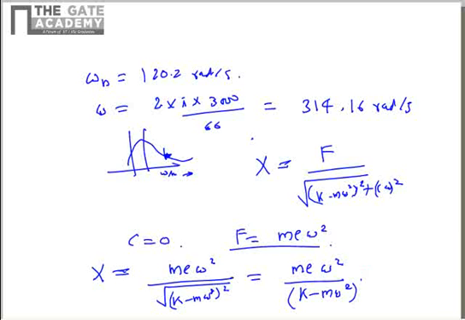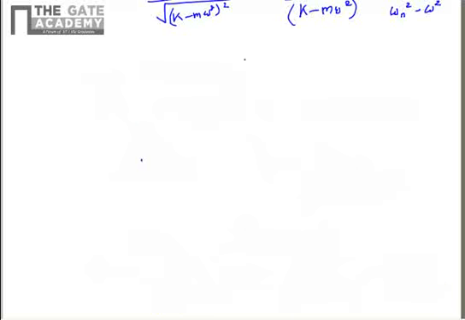If you take m outside in the denominator and cancel it from the top, you get e omega square divided by k by m. K by m is omega n square, the natural frequency square, divided by omega square. So this is the deflection of the shaft under eccentric loading for a given angular velocity. We will substitute our values here.